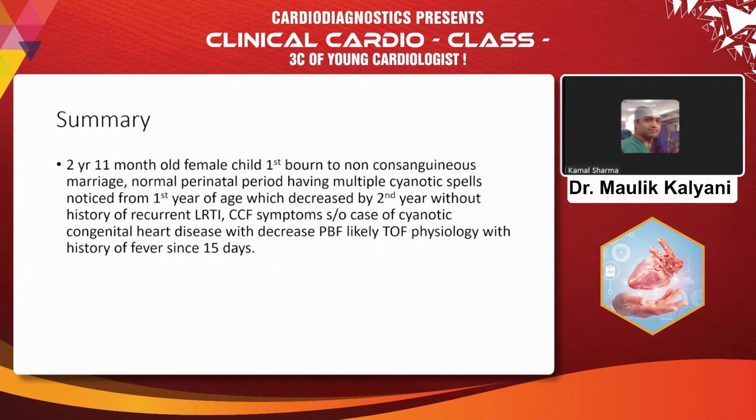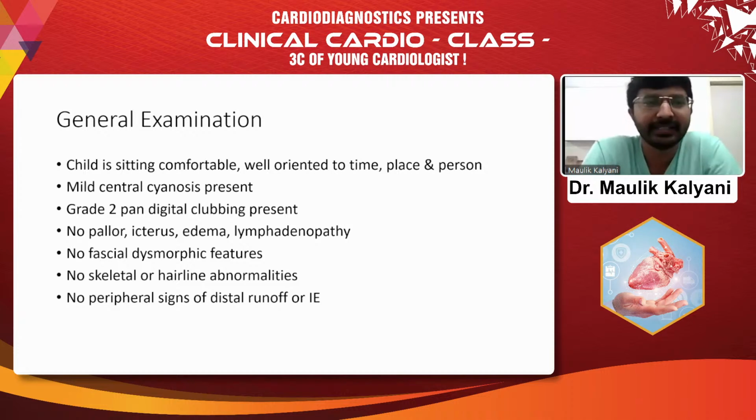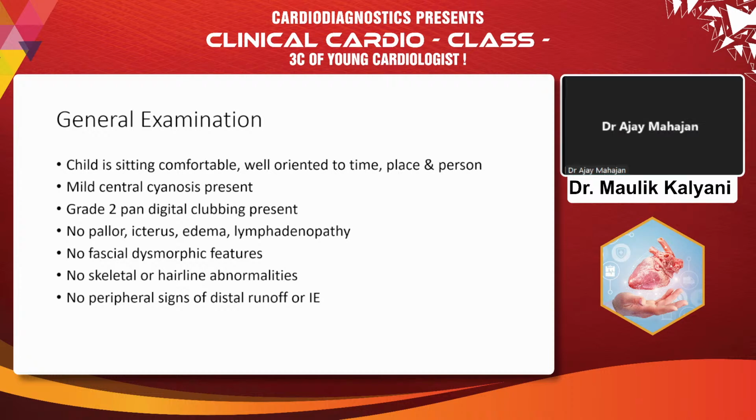So, general examination: the child is sitting comfortably, well oriented to time, place, and person. Mild central cyanosis is present. Grade 2 pan-digital clubbing is present. No pallor, icterus, edema, or lymphadenopathy. No facial dysmorphic features. No skeletal or hairline abnormalities, and no peripheral signs of distal runoff or infective endocarditis. Why are you saying mild central cyanosis?